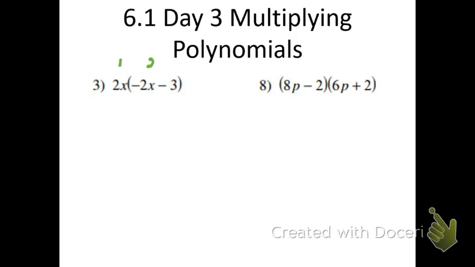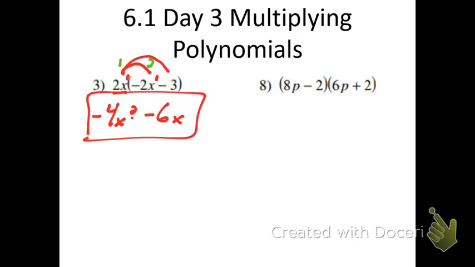We have to distribute. So we have 2x times negative 2x. That'll be negative 4x squared. Don't forget that 1 plus 1. We're adding the exponents, and that's where this 2 comes from right here. And then we have 2x times a negative 3, which will be a negative 6x. Those aren't like terms, so we are finished.